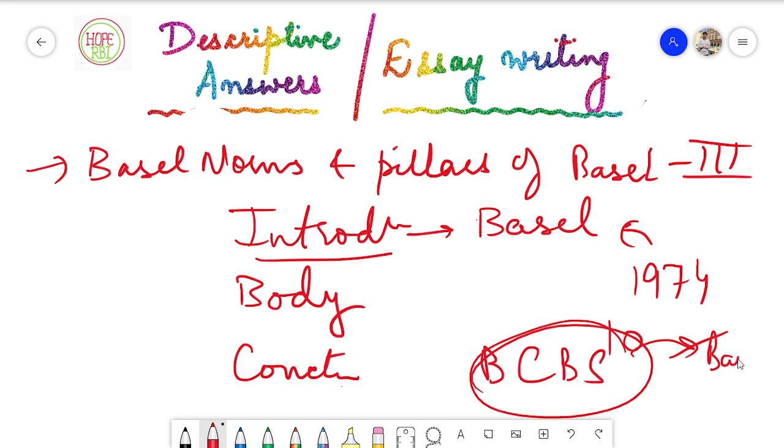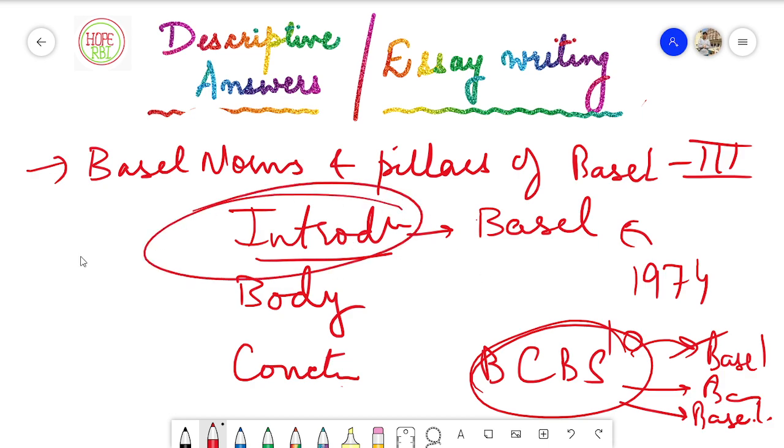First the Basel 1 norm was created, then came the Basel 2 norms, and the latest, which we actually follow in various banking entities, is the Basel 3 norm. That makes your introduction very impressive, that you know the background story of this particular thing, and you have depicted various important historical points in the introduction part. This makes it very impressive.